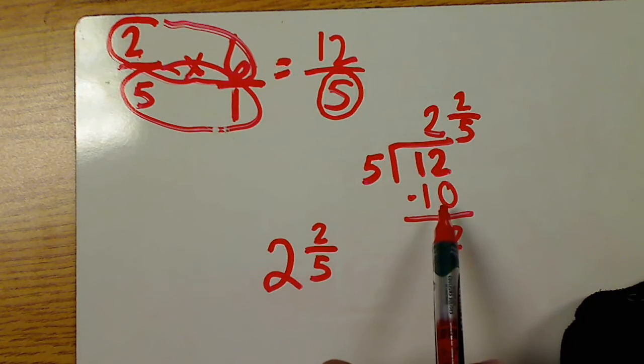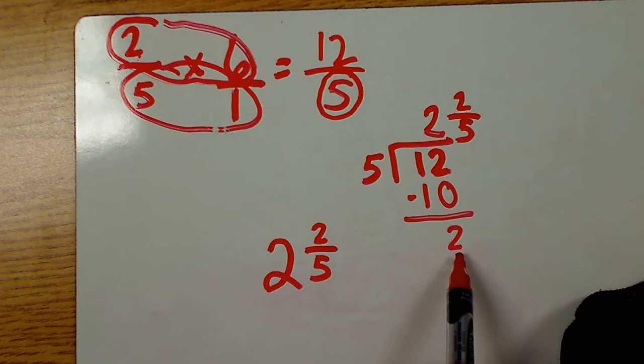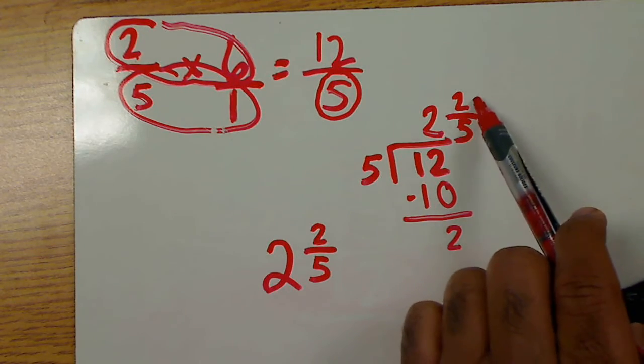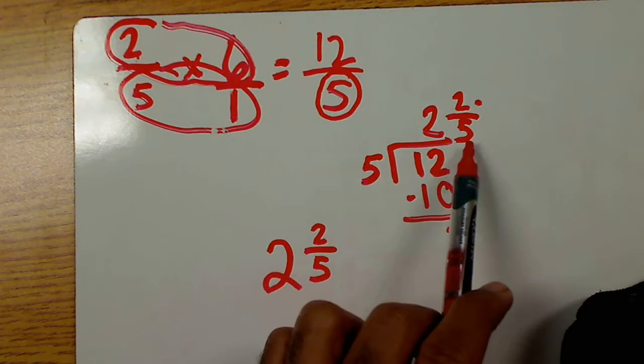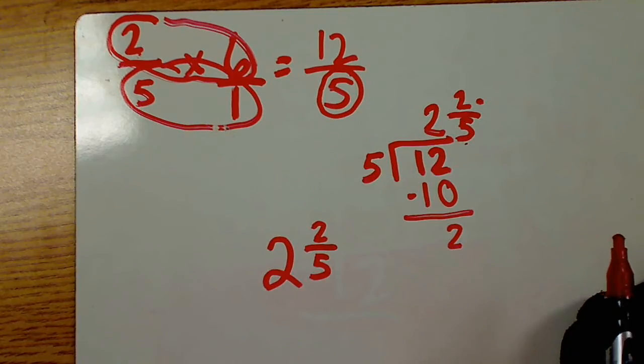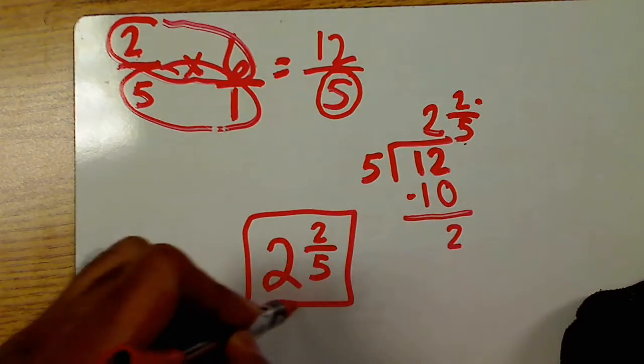2 times 5 is 10, with 2 left over. The 2 becomes your numerator, and the 5 in your denominator stays the same. So you ended up with 2 and 2/5.